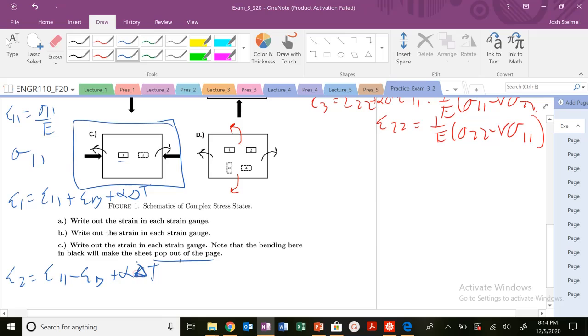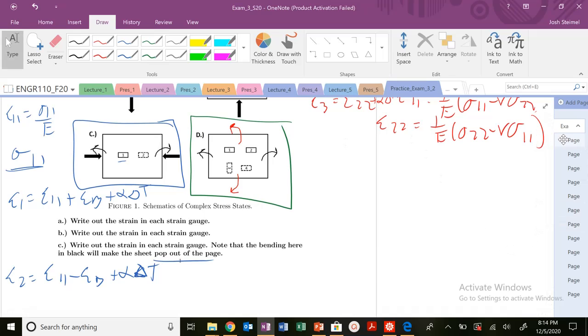And again, these signs are going to come out as long once you apply the stress. So once you're given the value, you'll figure out that this is a negative stress. There it is.